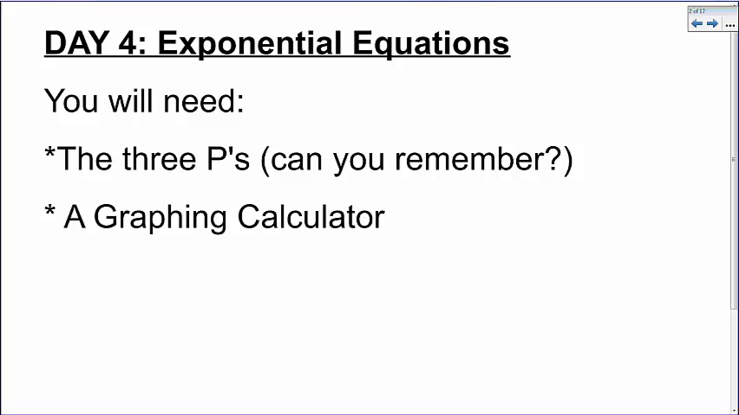Welcome to Day 4 Exponential Equations. You will need the 3 P's, can you remember what they are, as well as a graphing calculator.